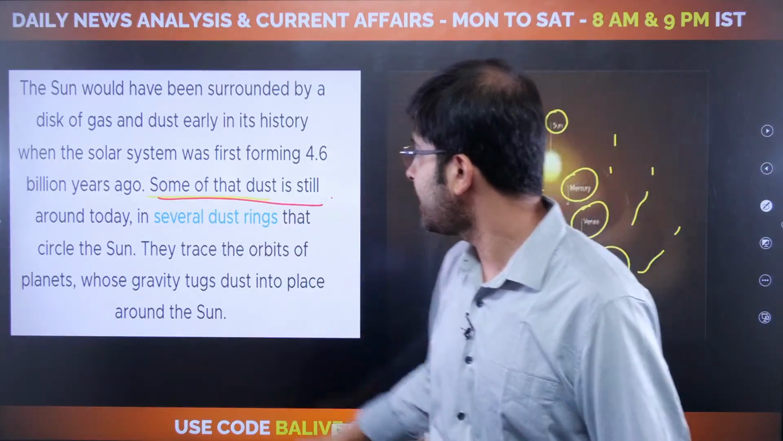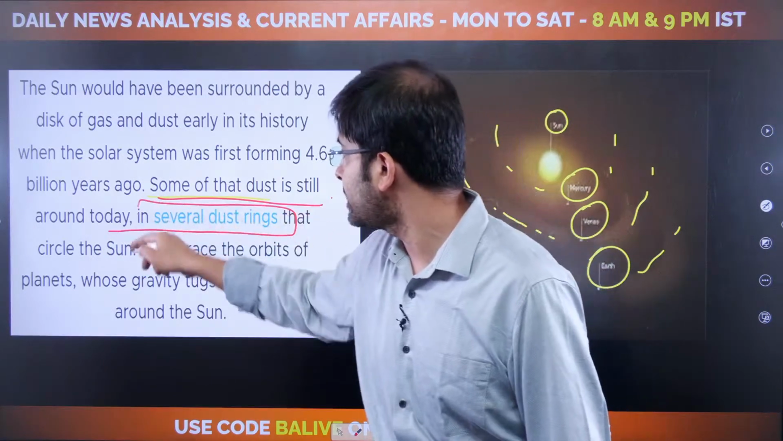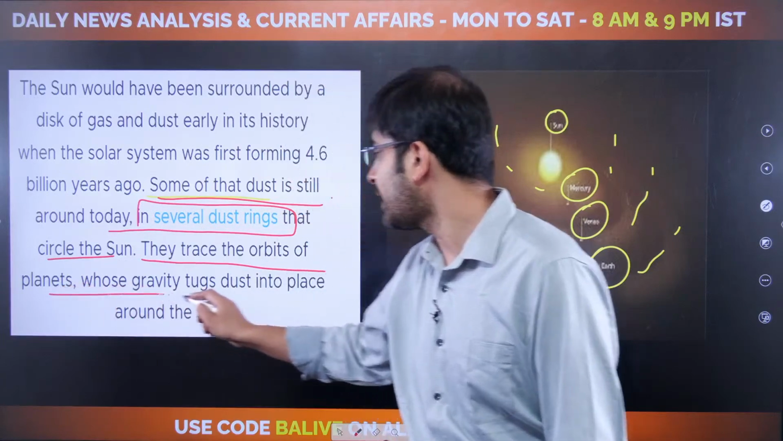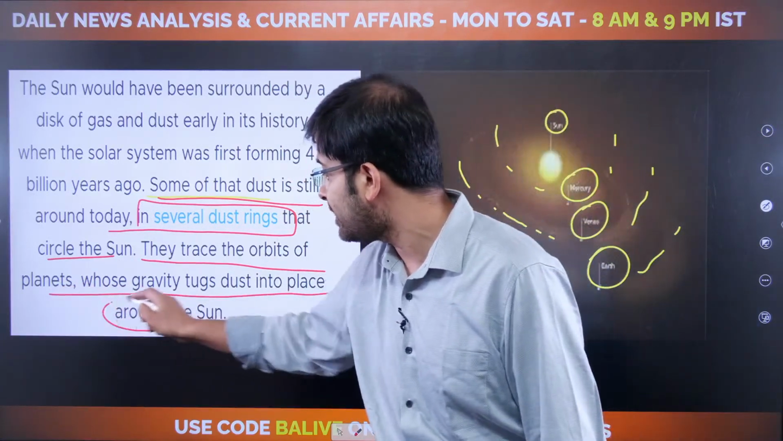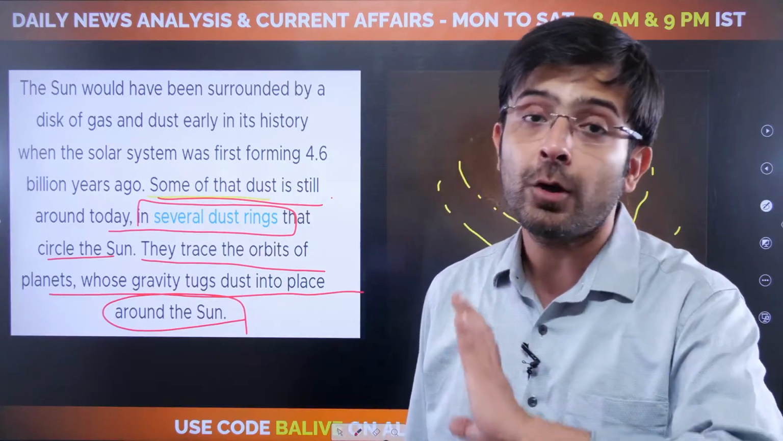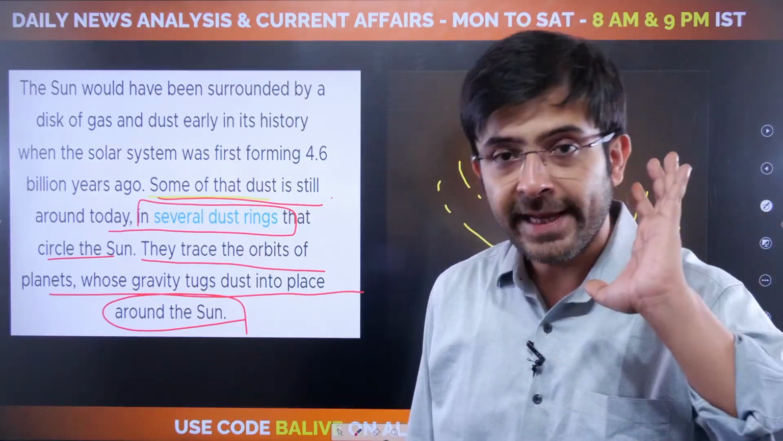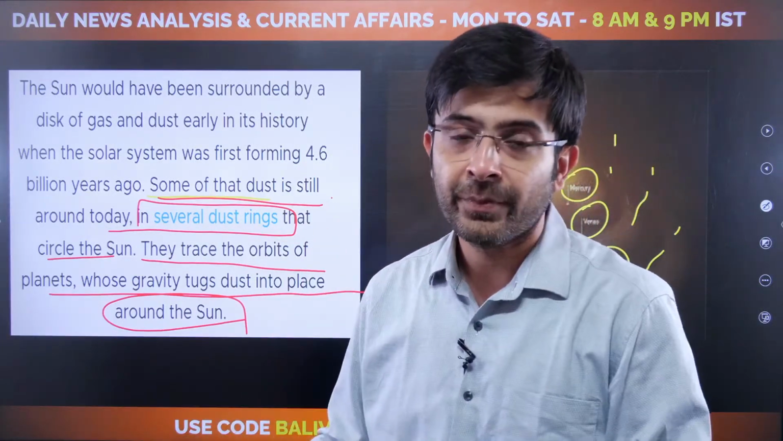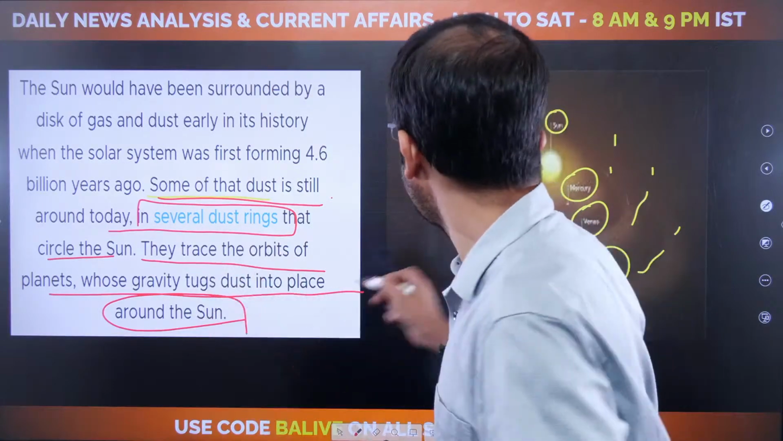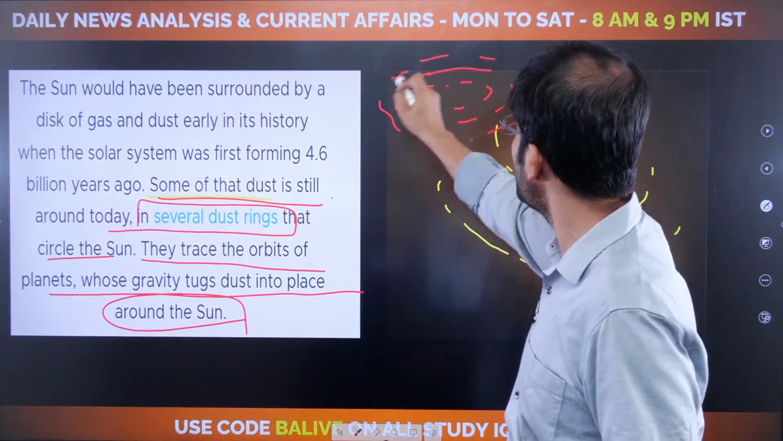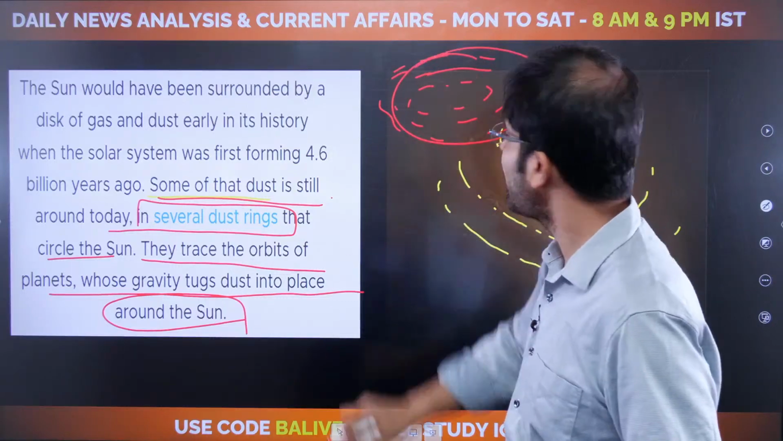Some of that dust is still around today in several dust rings which circle the sun. They trace the orbits of the planets whose gravity tugs the dust into places around the sun. So our Earth's orbit also has a lot of sun dust in it. Equally, Mercury also has, Venus also has, Mars also has, all planets. Why is that? Because eventually the process of coalescing happened, wherein it went on to become a planet.